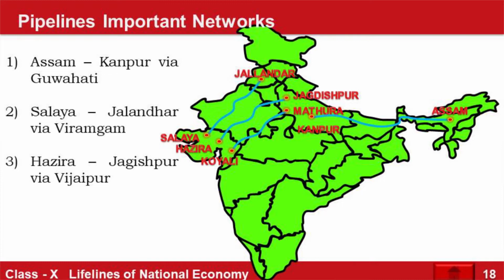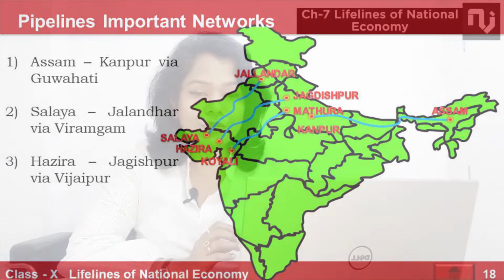Correct, features of pipeline. Here we have 3 major pipelines given. First is Assam to Kanpur. Next we have Gujarat to Jalandhar, and then Hazira in Gujarat that I have just discussed. You don't have to mark them on the map. Map work will not come for waterways. Just remember their names, that's it. On pipelines normally questions do not come. 1 marker may be asked sometimes. Importance of pipeline, that's it.